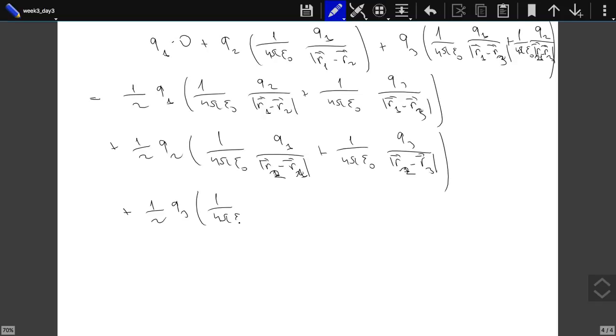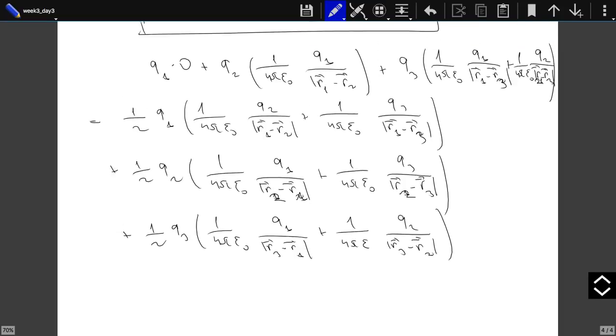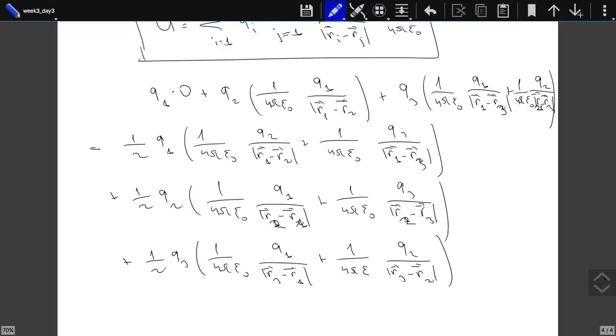Q3, 1 over 4 pi epsilon 0, Q1 over R3 minus R1, plus 1 over 4 pi epsilon 0, Q2 over R3 minus R2. Well, I only rearrange the terms a bit. If you just sum all, here there are like 1, 2, 3, 4, 5, 6 terms, but each term has a pair, so if you just sum them up, you end up having 3 non-zero terms. Thanks to these factors of 1 over 2, when you sum all these terms, you obtain the above line.